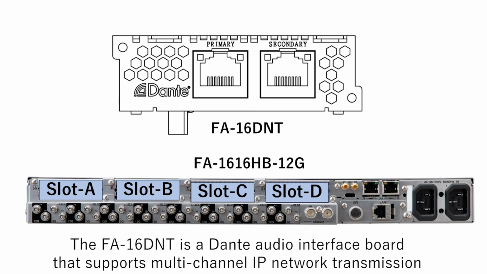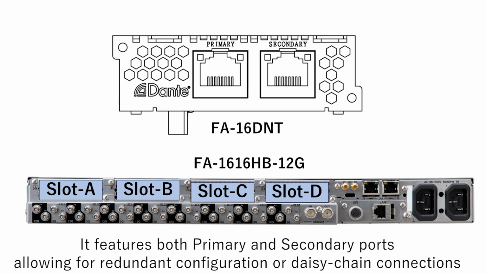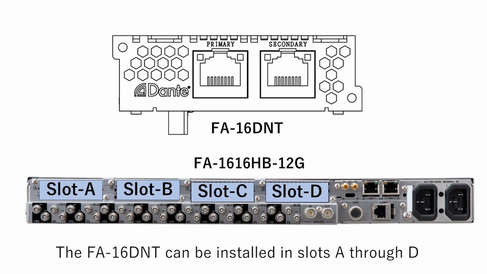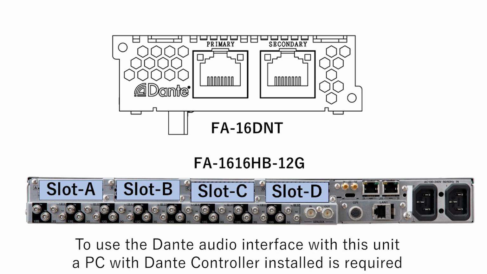The FA-16DNT is a Dante audio interface board that supports multi-channel IP network transmission. It features both primary and secondary ports, allowing for redundant configuration or daisy chain connections. Use Cat5e or higher STP cables for connection. The FA-16DNT can be installed in slots A through D. To use the Dante audio interface with this unit, a PC with Dante controller installed is required.